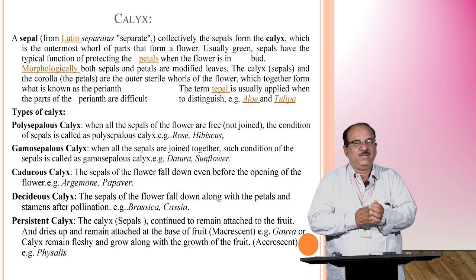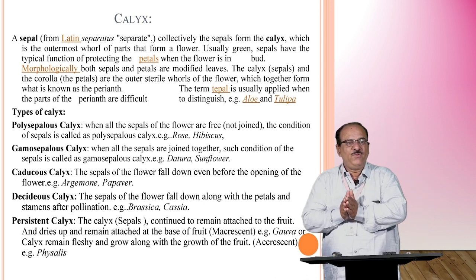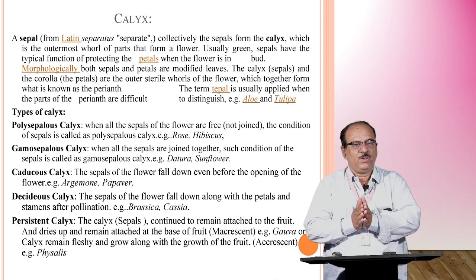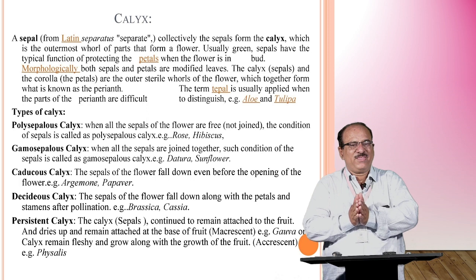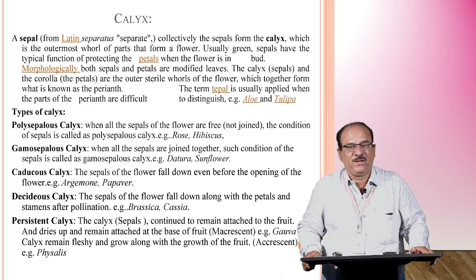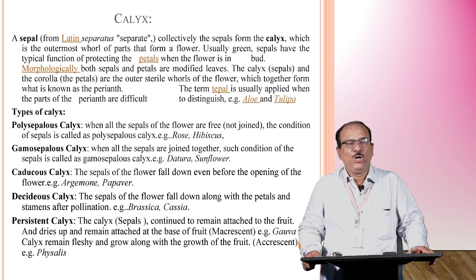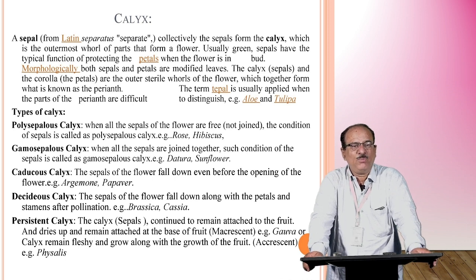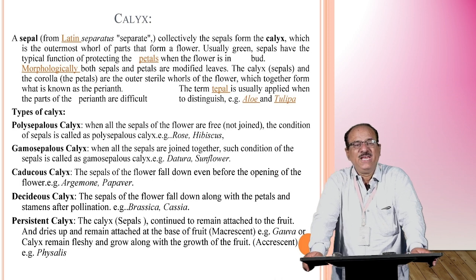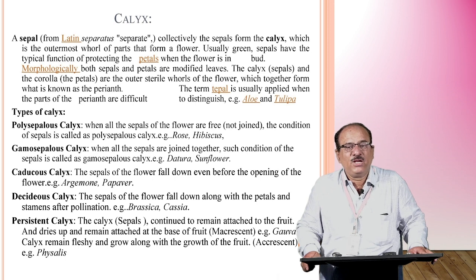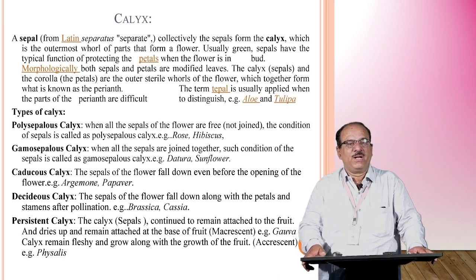Next part, that is the calyx. It is the first floral whorl of the flower. The word sepal comes from the Latin word separatus or separate. Collectively, all the sepals form the calyx, which is the outermost whorl of the flower. Usually, it is green in color and it protects the inner floral whorls, especially in the bud condition.